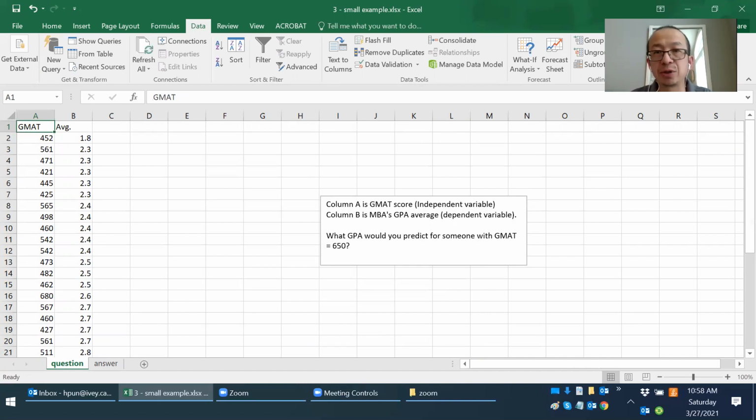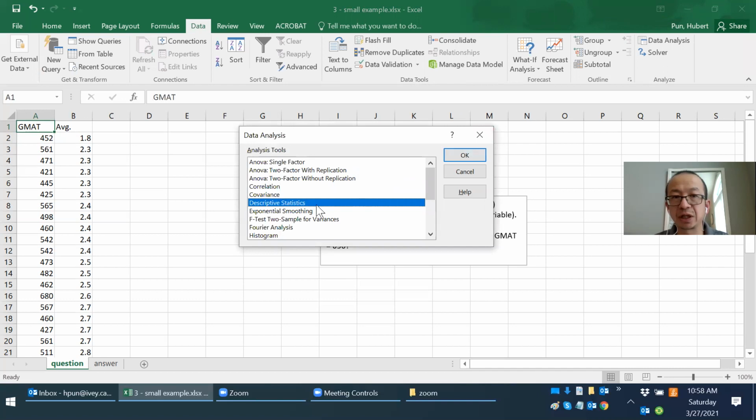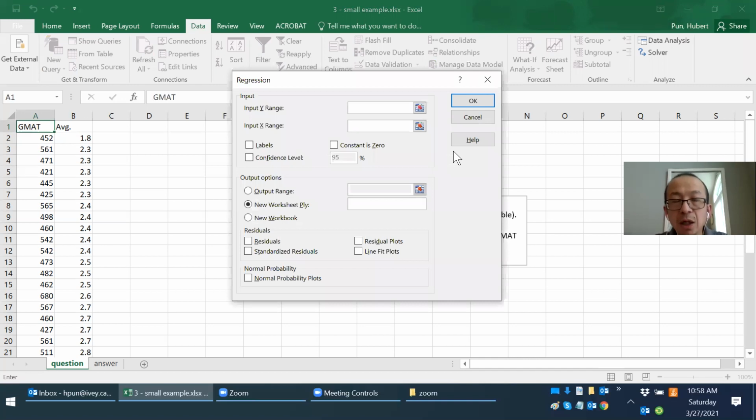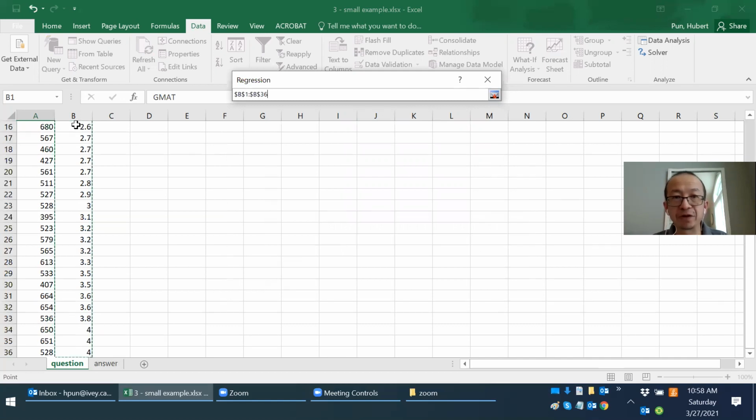To do it, we need to use a tool called linear regression. You click on Data Analysis. You click on Regression and then click OK. So basically, the first one is the Input Y Range. The Y range represents the dependent variable, the one that you would like to predict. In this case, that will be column B. So you click on the little square here, highlight B1, Control Shift Down, and then click Enter.